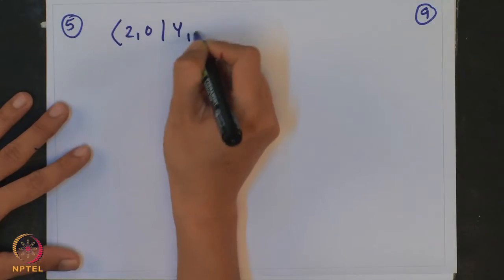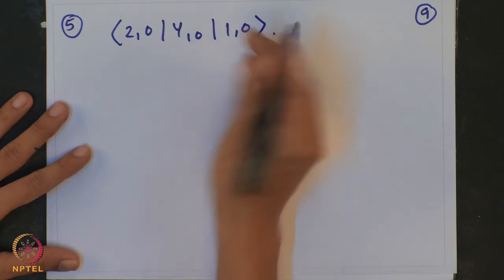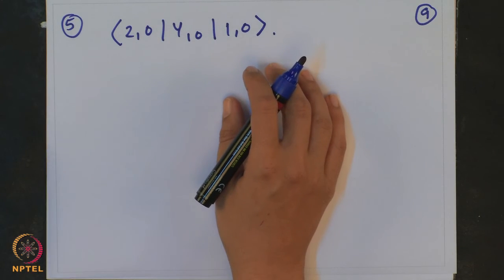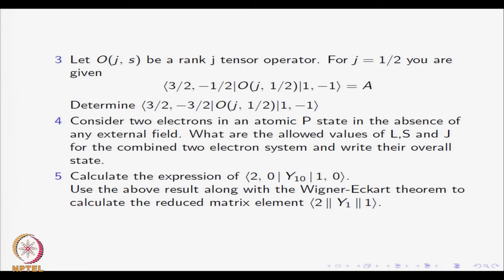Okay, the final problem, the last problem will again take you back to Wigner-Eckart theorem, and by now you know that you can write it in terms of reducible and irreducible representation. You can link or write the reducible and irreducible representation by a constant of proportionality. So, in this problem, part a, you have to calculate the expression for <2 0| y 1 0 |1 0>. This is what you have to calculate.